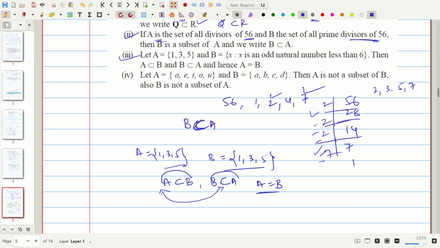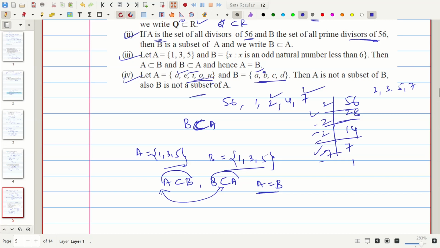When two sets are equal. In example 4, A is {a, e, i, o, u} and B is {a, b, c, d}. Here A is not a subset of B. If we compare both sets, A is there, E is not there, I is not there, O and U are not there. So these elements are not in B.